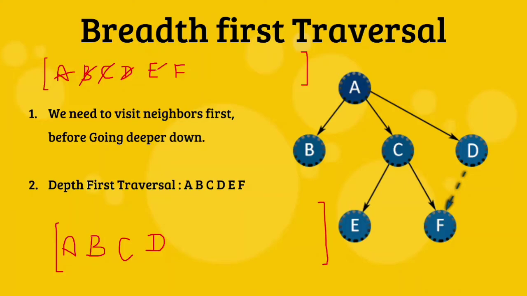So firstly we will remove E from there and will place it inside our resultant array. Then we will check, is there any children associated with E? So no, we don't have any children associated with E. That means we need to start with our next value in the queue, that is F. Now we will remove F from the queue and will place it inside our resultant array.